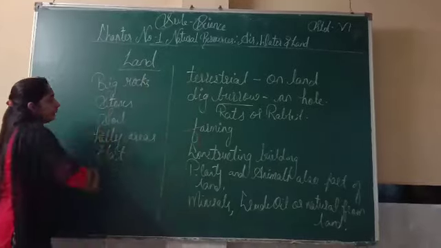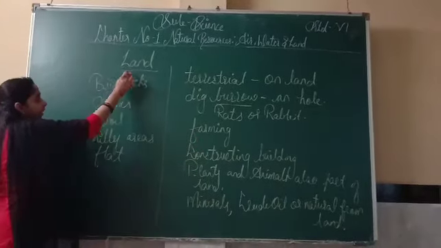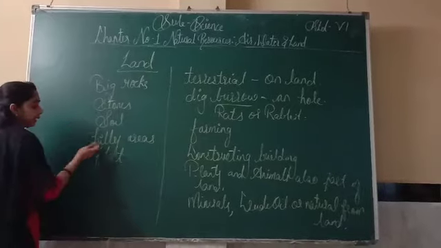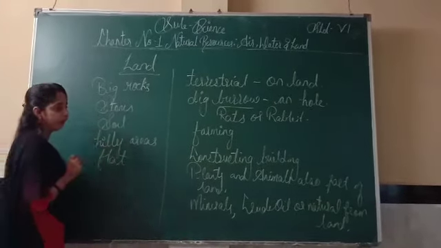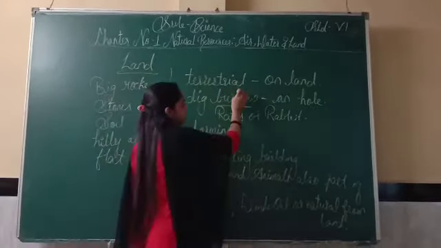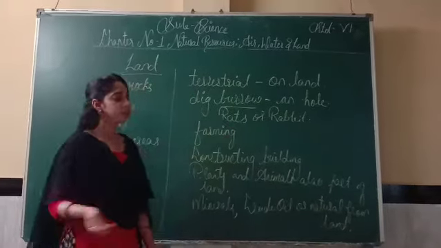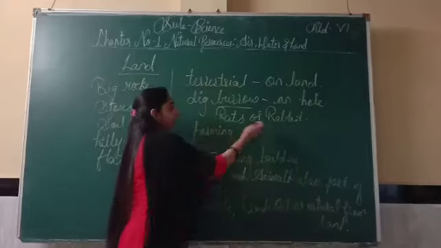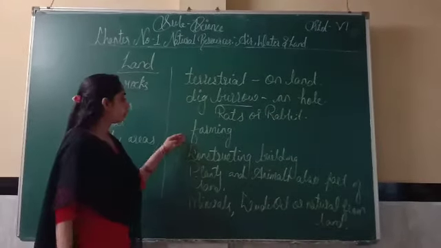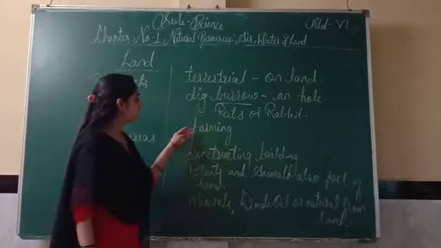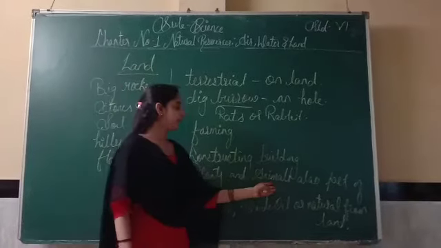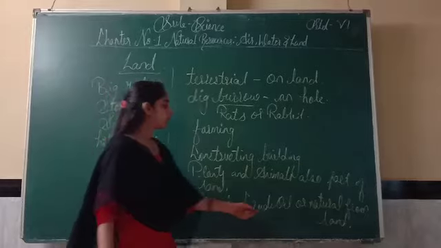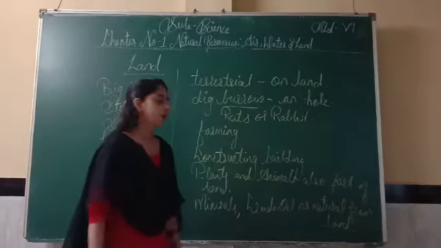So these are some important points for land. Land is made up of big rocks, stones and soil. In some areas we find hilly areas, in some areas flat lands. Also there are terrestrial living things like human beings and animals who live on land, and some animals dig burrows, meaning make a hole for their living purpose. Man also uses this land for constructing buildings or farming. Plants and animals are also part of land, and we find lots of minerals, crude oil and natural gas from land.